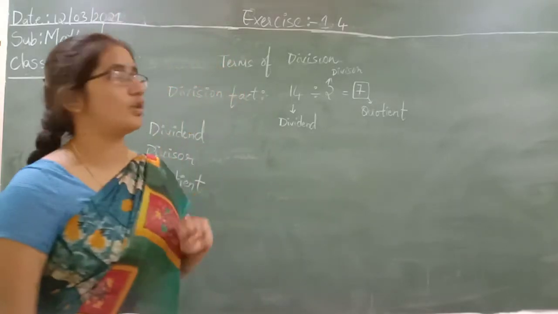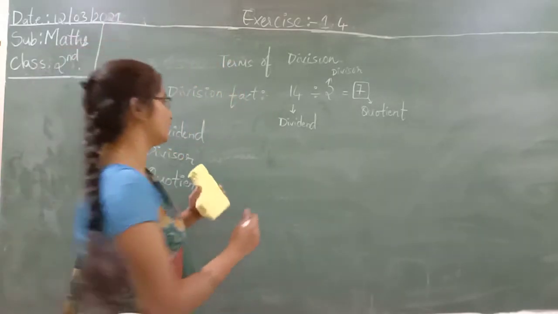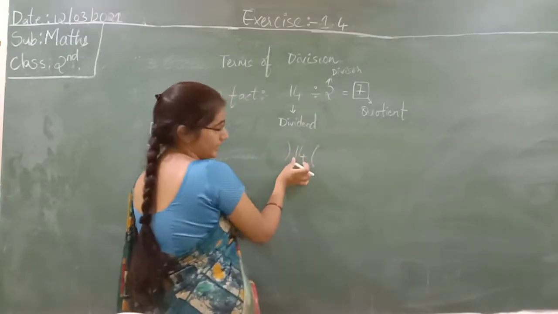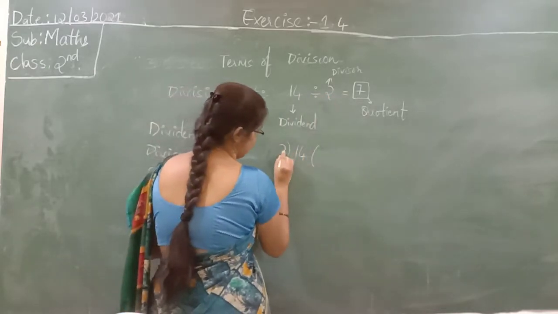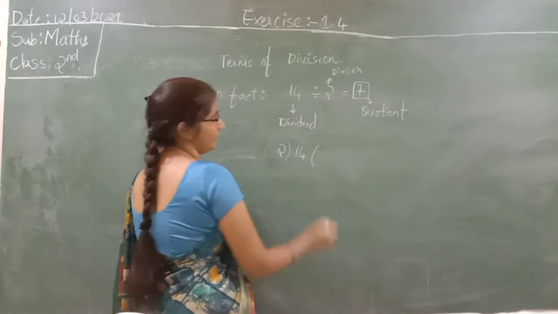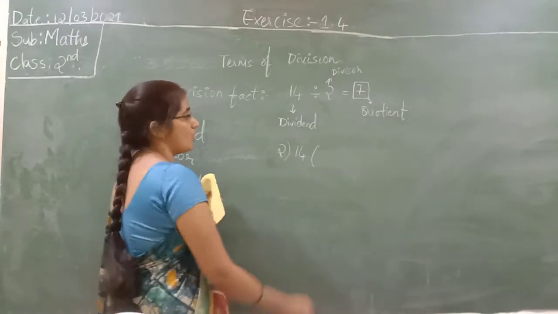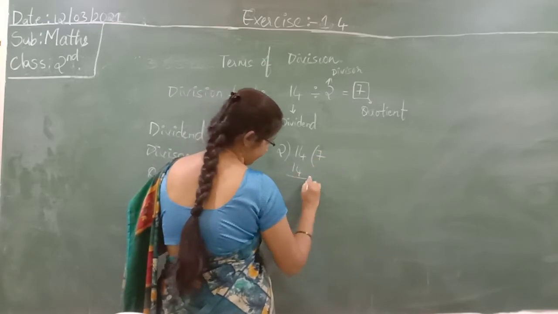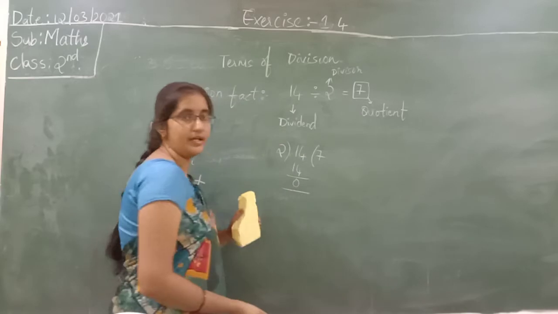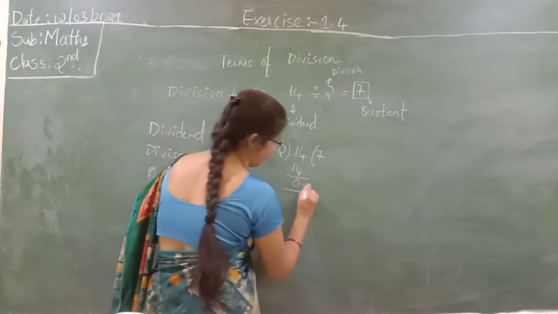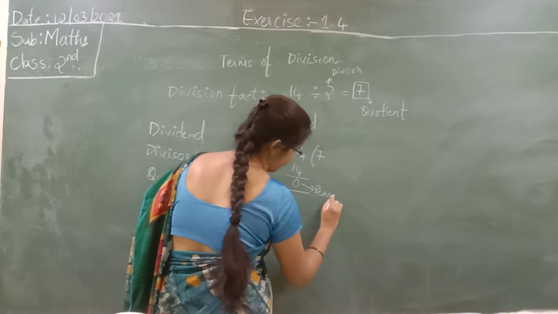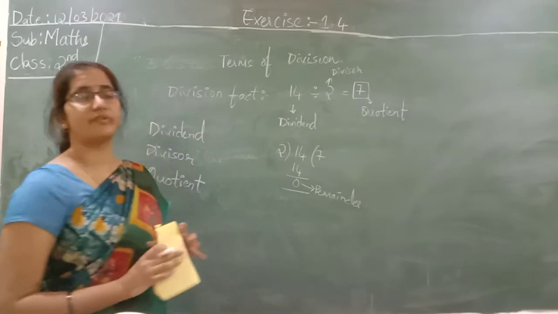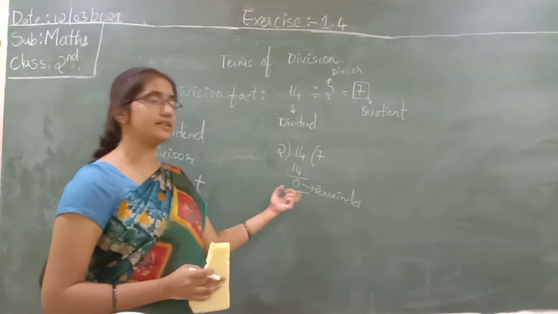Here I took the example 14 divided by 2 equal to 7. How will you write it in the long form? The dividend 14 we write in the middle and we take the divisor outside. 14 divided by 2, what is the answer? Quotient 7. Here this is the remainder, and the remainder is 0. But for a few examples we get a remainder as a number.